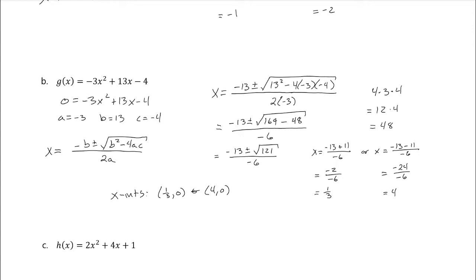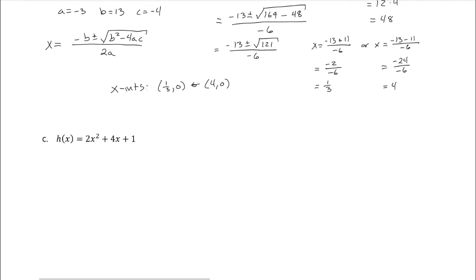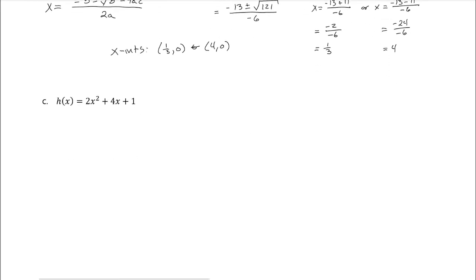All right, one more example here. Part C, we have h of x equals 2x squared plus 4x plus 1. Set it to 0 to solve for x. 0 equals 2x squared plus 4x plus 1. a equals 2, b equals 4, c equals 1.